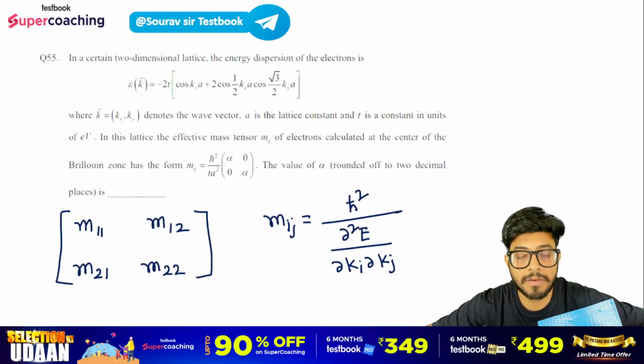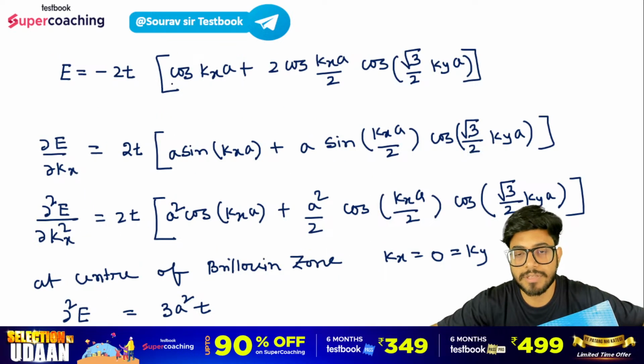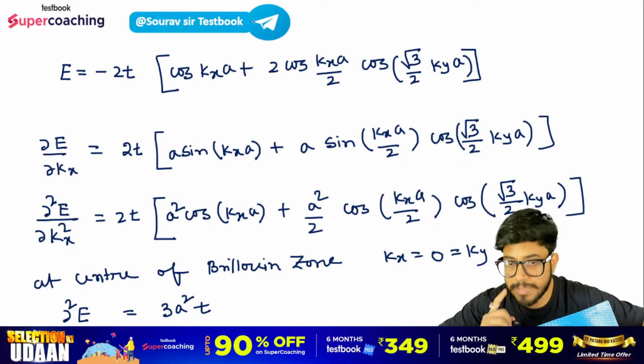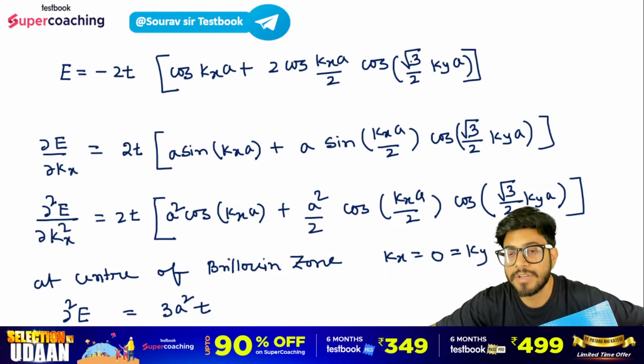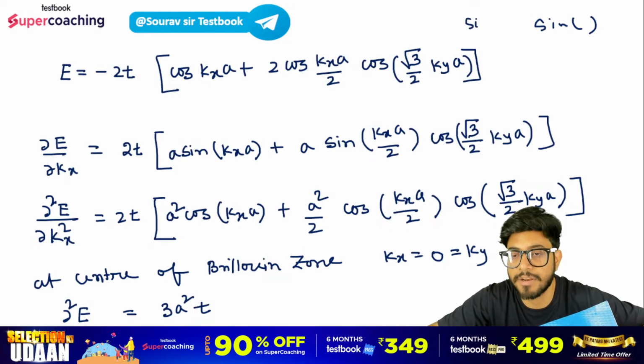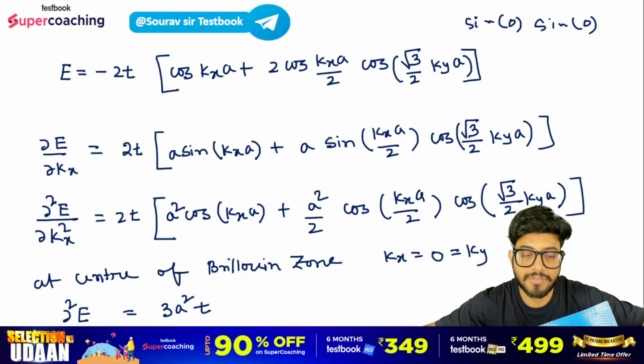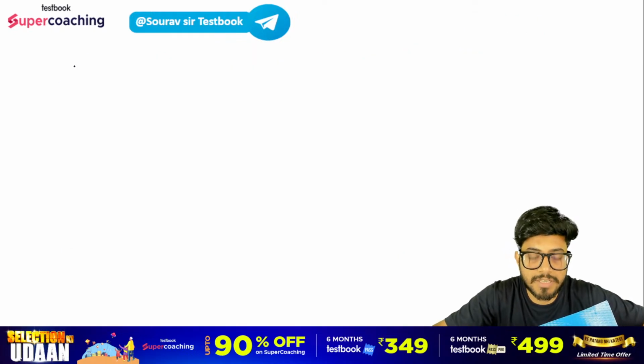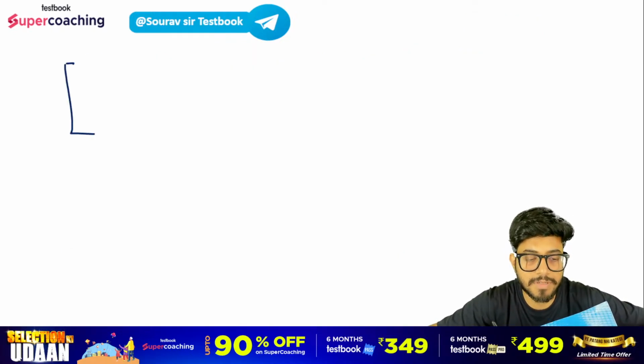Now what would happen if I do the differentiation with respect to first ky and then kx? If I do the differentiation with respect to ky, this term will be 0. This term will survive. It will become sine of this ky term, and then if I do the differentiation again, it will become sine of this thing. Finally, at the center of the Brillouin zone, if you put kx, ky 0, both the sine 0 terms will give you 0.